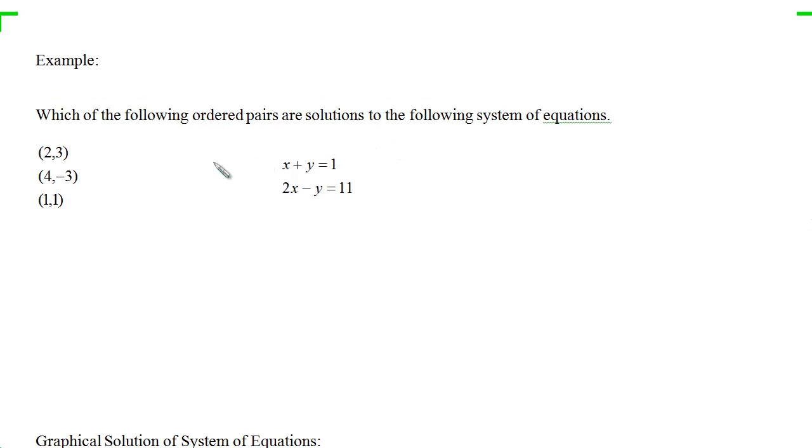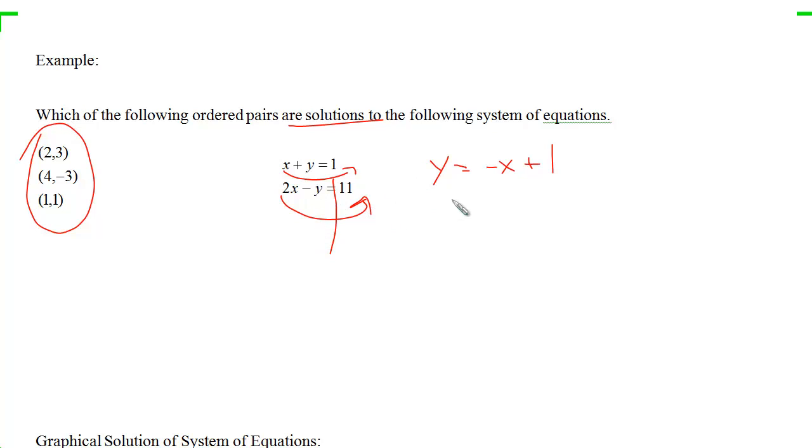So we're going to find which of these are solutions. Remember, solutions are points of intersection of these equations. So a couple different ways I could do this. I could rearrange both of these for y. On this one I could just bring the x over here, so negative x plus 1. And on this one I need to bring over the 2x and then flip the sign.